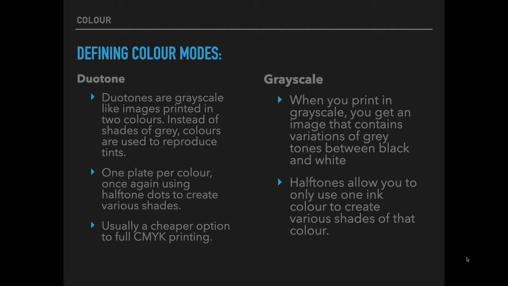Grayscale. When you print in grayscale, you get an image that contains variations of gray tones between black and white. Halftones allow you to use only one ink color to create various shades of color. So grayscale, also known as a black and white print, you're only printing with black ink because your paper is already white. So you're using that illusion to create tonal ranges within gray.